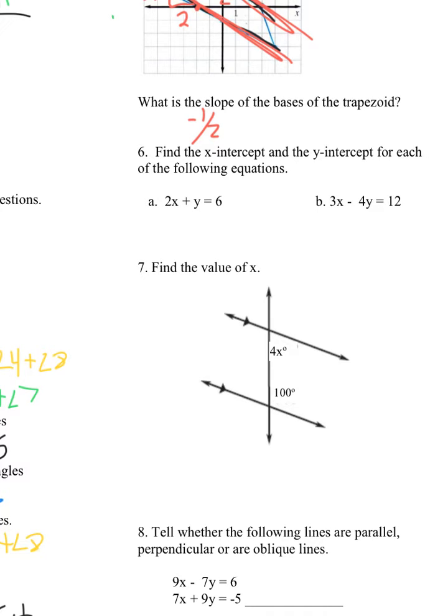All right, so first plug a 0 in here. Okay, that goes away. Y is 6. So your y-intercept is at 0, 6.